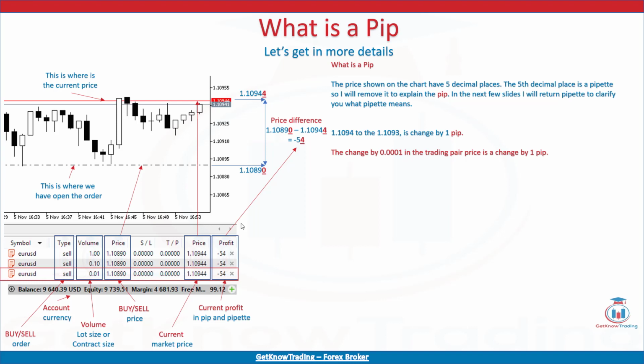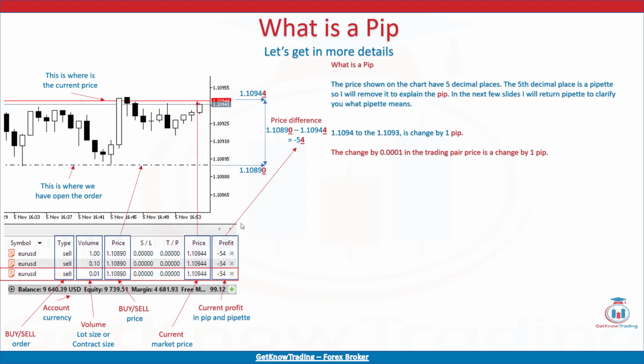Now let's get back to the pip. You need to learn that the price of a trading pair is shown with 4 decimal places. The smallest change in the trading pair price, like if we had changed from 1.1094 to 1.1093, is a change of 1 pip. A change of 0.0001 in the trading pair price is a change of 1 pip.